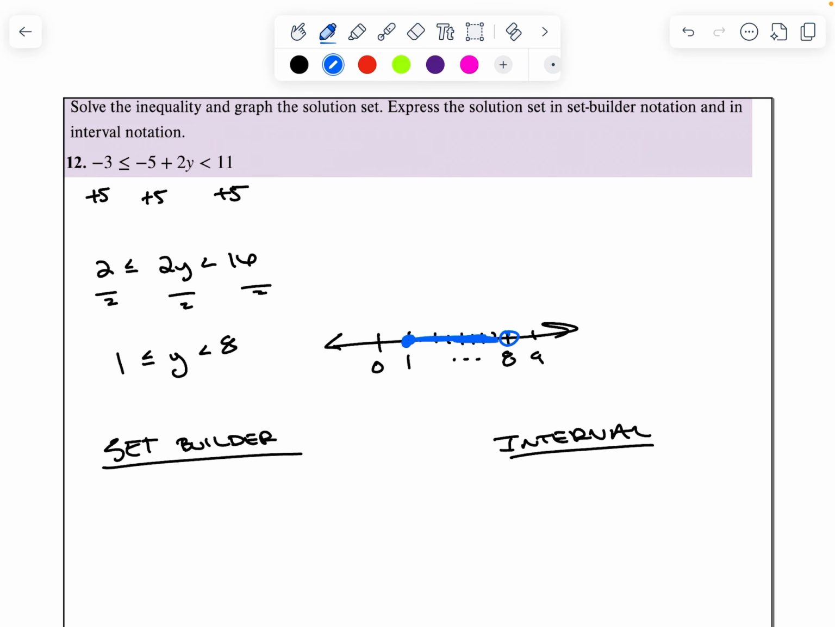Remember for all of these that instead of having an open and closed circle, I actually could use brackets and parentheses. I could alternate between the two. Alex is going to ask you sometimes to do one and sometimes to do the other. Set builder notation is the set of y such that 1 less than or equal to y less than 8, right? I'm just essentially rewriting my solution in this format. My interval notation is everything from 1 to 8. 1 included, 8 not included.